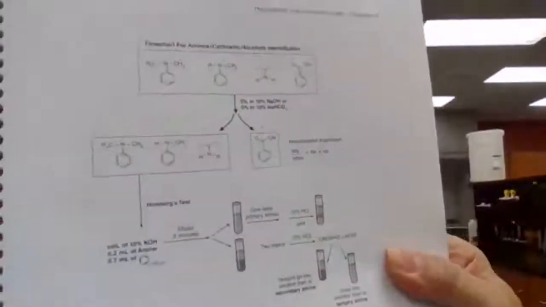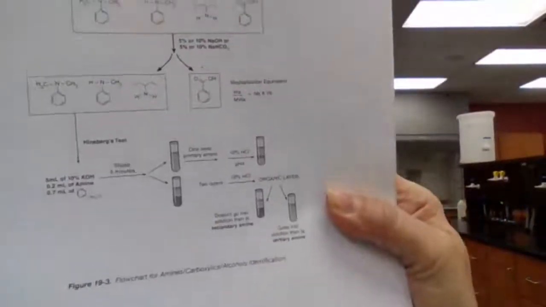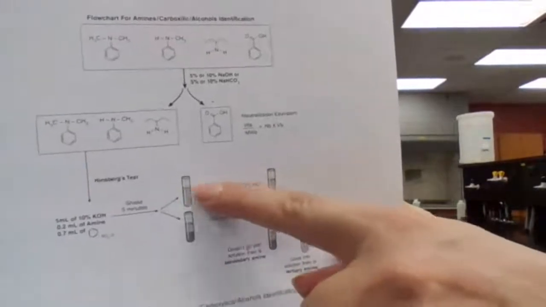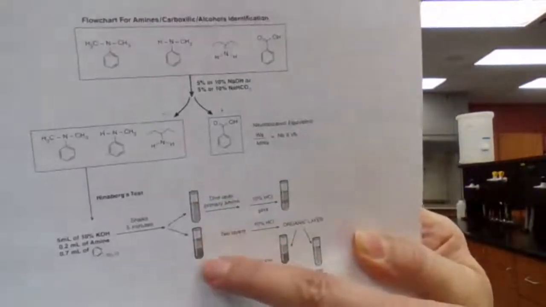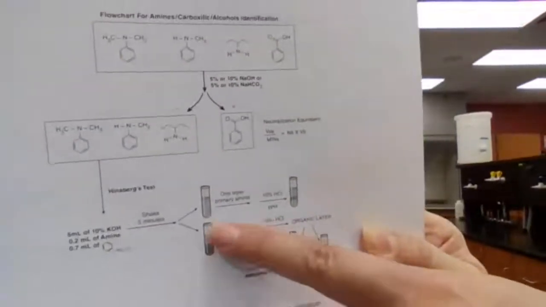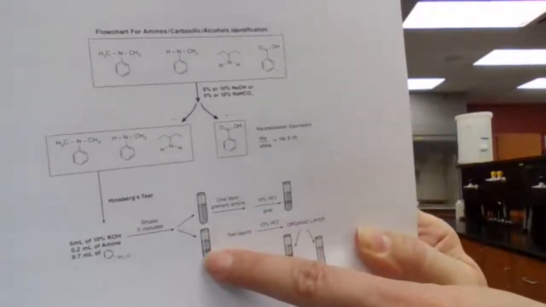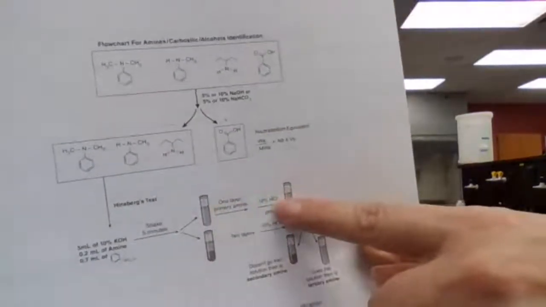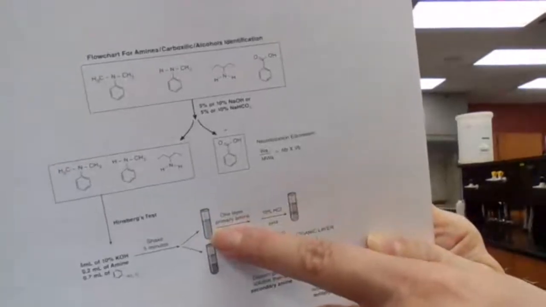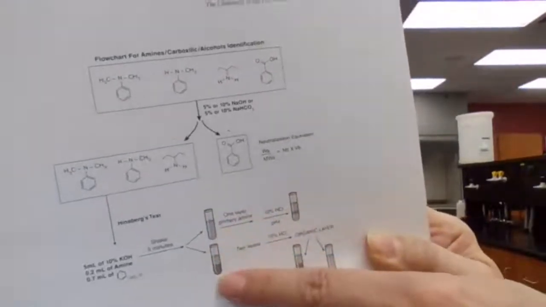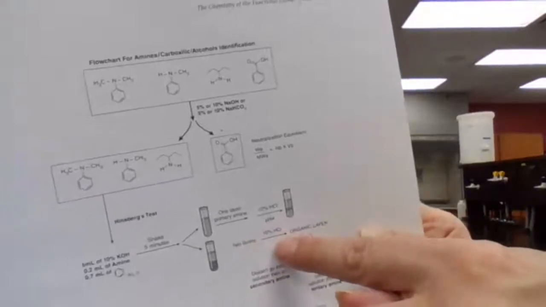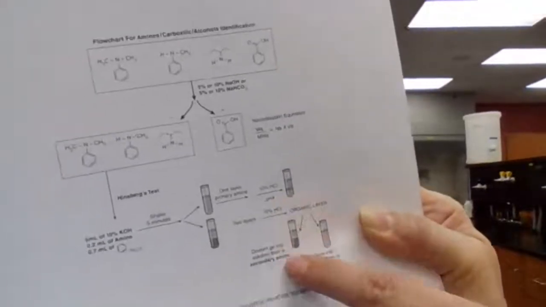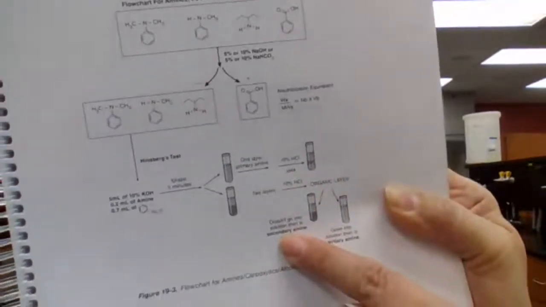If it's one layer, right away, you know that it is going to be a primary amine. Okay, one layer is going to be primary amine. If it forms two layers, it's going to be either secondary or tertiary. If it's one layer, you don't even have to add the HCl, because one layer means that you have primary amine. If it gives you two layers, you are going to add HCl. If it dissolves, it's tertiary. If it doesn't dissolve, it's going to be secondary amine.